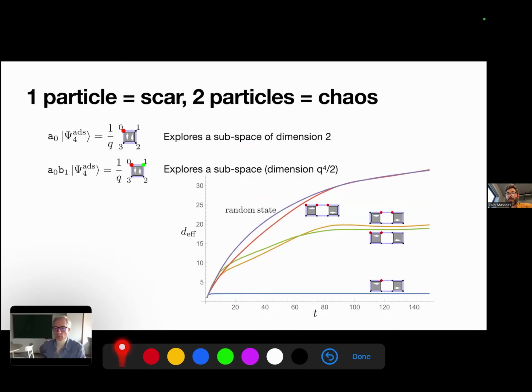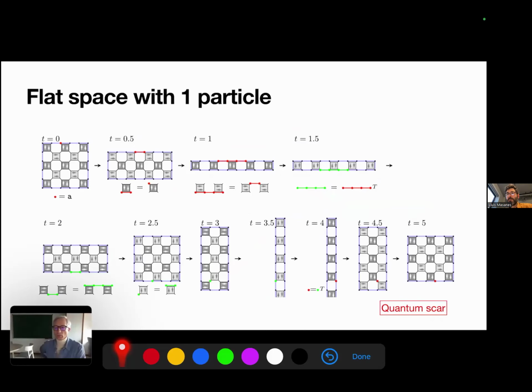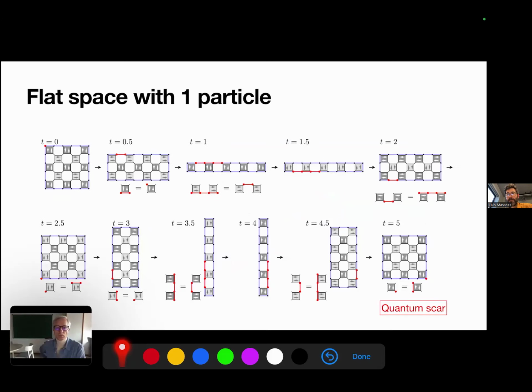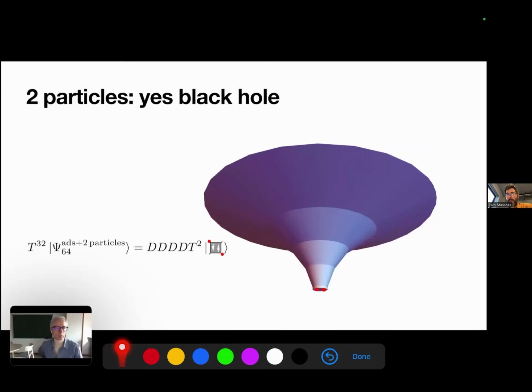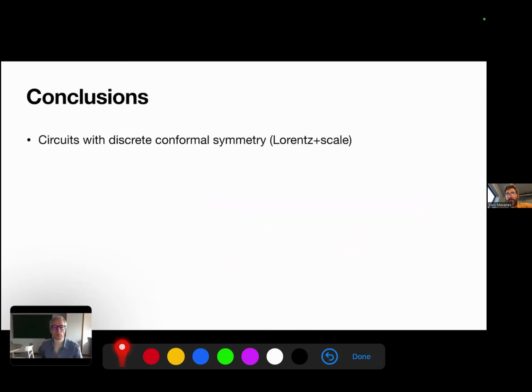So maybe I should be concluding now. With dual unitaries, we have created circuits with discrete conformal symmetry. This includes Lorentz transformations, scale transformations, but even more exotic transformations as well, because in 2 dimensions the conformal group is very large, it's infinite dimensional, and so on.